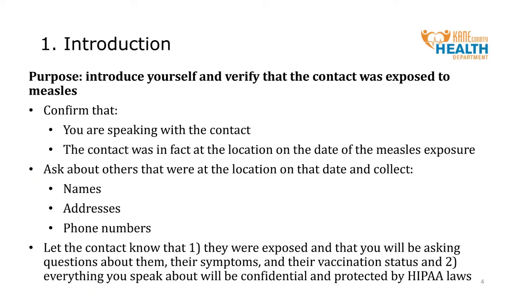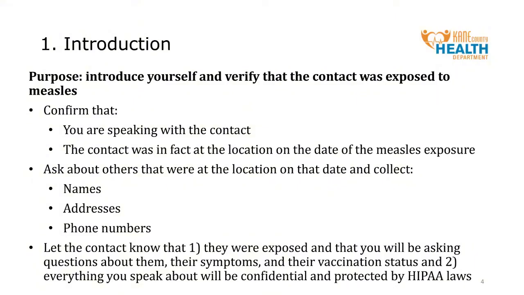Now, if you are speaking with a contact, great. The next step will be to ensure that the contact was in fact at the site where the measles exposure occurred on the date that it occurred. Once you've verified this information, it's important to ask about others who were exposed as well. It might be helpful to ask if they were with anyone else at the event to get this information. If they know of others that were at the event where the measles exposure occurred, it's important to get those individuals' information, including names, addresses, and phone numbers.